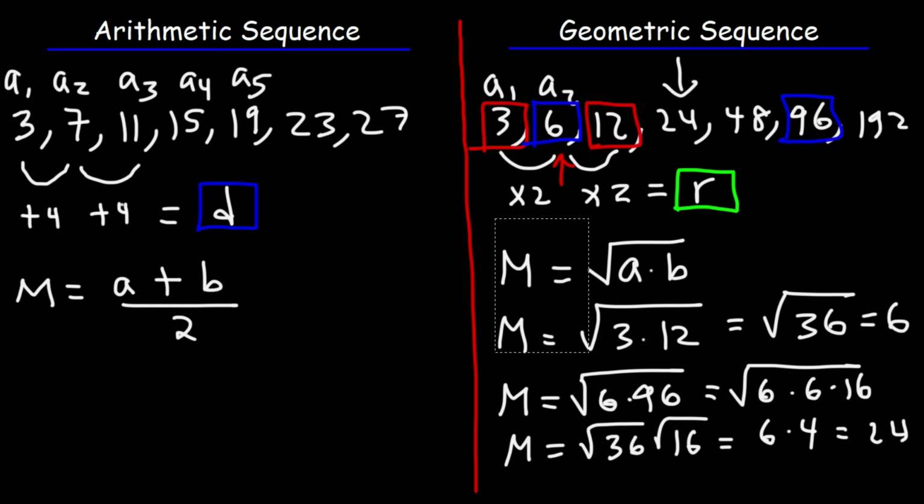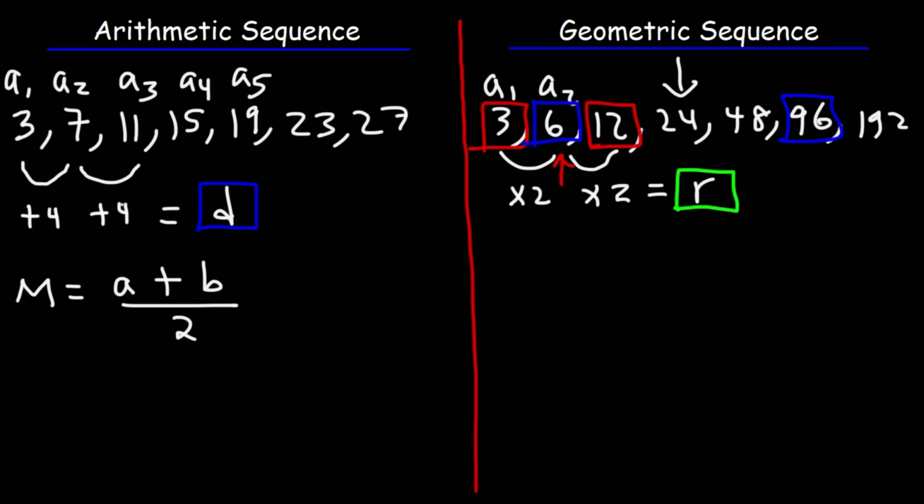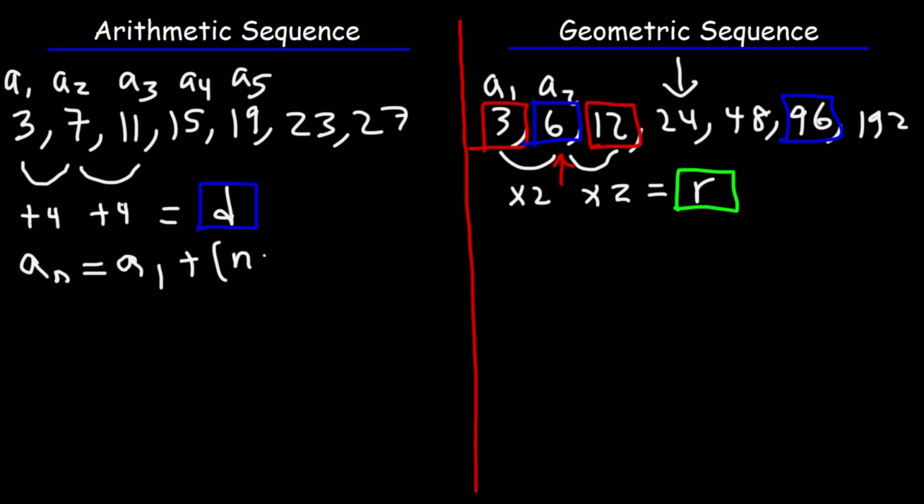Now let's clear away a few things. The formula that we need to find the nth term of an arithmetic sequence is a sub n is equal to a sub 1 plus n minus 1 times the common difference d. In a geometric sequence, it's a sub n is equal to a1 times r raised to the n minus 1.